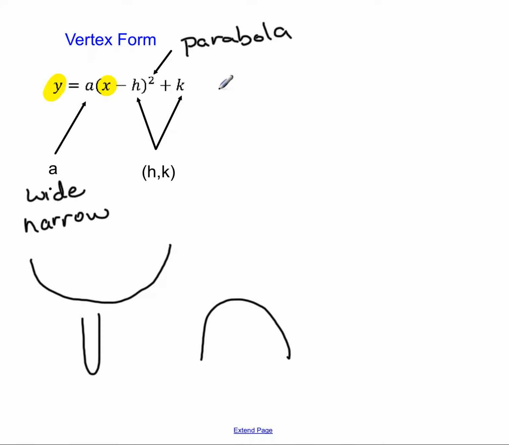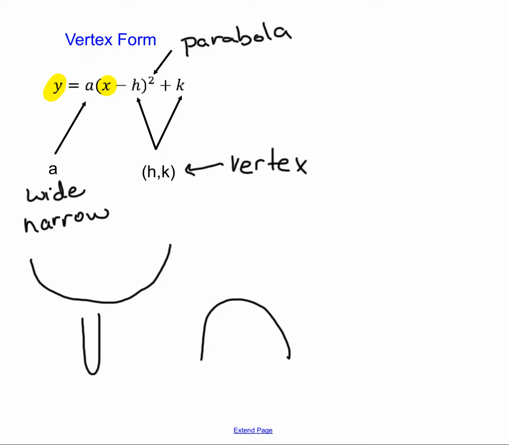Okay, h and k. So long as there is a subtraction sign here and an addition sign here, the number in the h position and the number in the k position form the coordinates of the vertex of the parabola. Whatever number is here becomes your x coordinate, and whatever number here becomes your y coordinate, and that will be the vertex of your parabola.